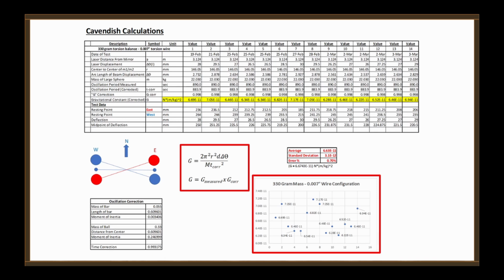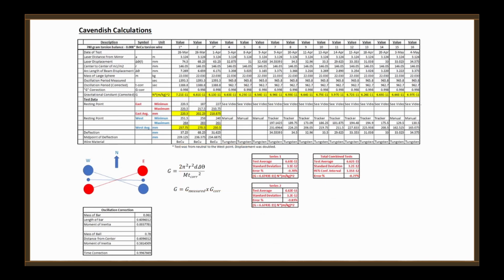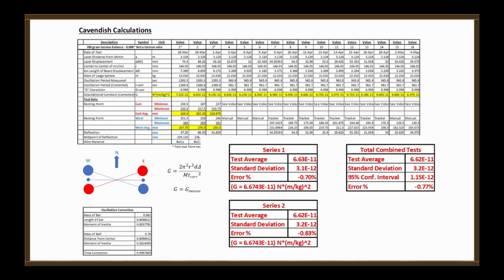Now let's see if we came close to that with the second series of tests. And this is that data. This time we have 16 total tests. The first 3 are with a beryllium copper torsion element, and the last 13 are with the tungsten torsion element. Here's how those tests averaged out. Series 2 came up with 6.62 times 10 to the minus 11th, a little bit below what we had in Series 1, but still only about 0.83% lower than the published value, so very consistent with what we measured in the first series of tests.